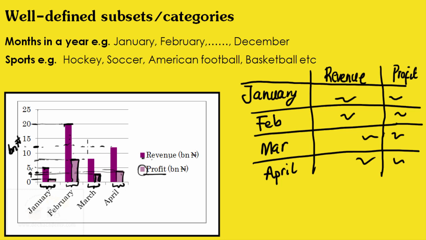So that's just a good way to introduce you to the use and interpretation of bar charts. But we're going to look at a few more examples. The key thing I'm just trying to stress is that it represents information regarding categories of data or a well-defined subset. So in this case, months in the year. These are the categories: January, February, March, and April.